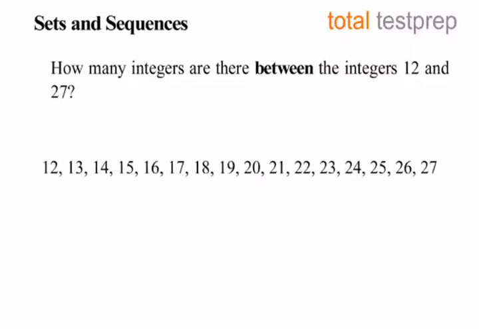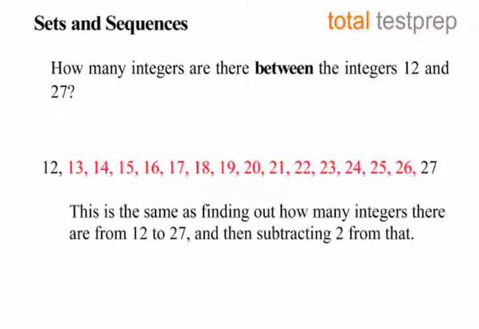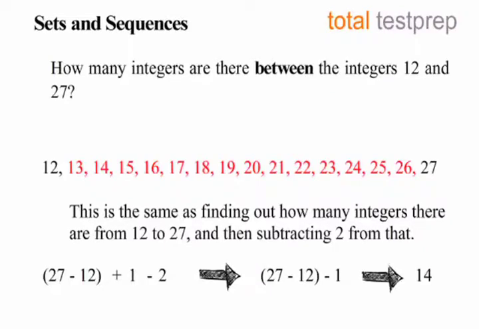Well, you could write them out, and basically what they're asking for is all the numbers in red. So this is the same as finding out how many integers there are from 12 to 27 and then subtracting 2 from that. Remember, the formula for finding how many integers there are from a certain number to another number is the difference plus 1. So here we do 27 minus 12 plus 1, and then we subtract 2 because we're not going to be counting 12 and 27. We're only counting the numbers in the middle. This comes out to 27 minus 12 minus 1, which is where we get that formula from, or 14.